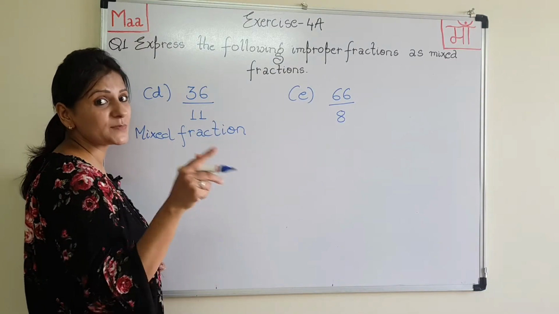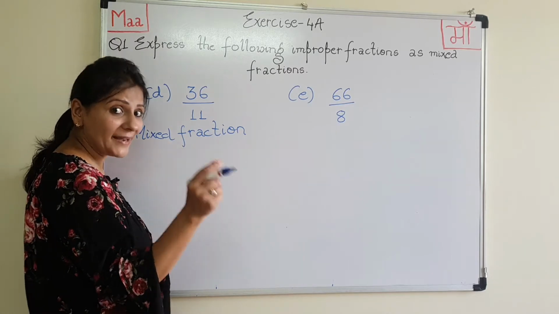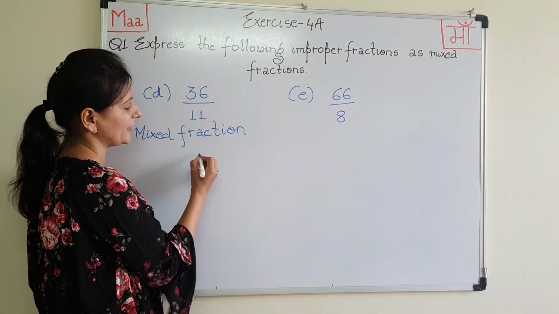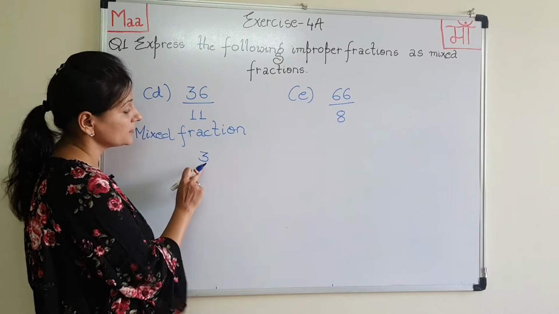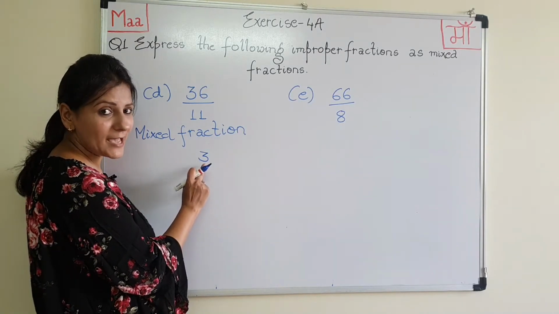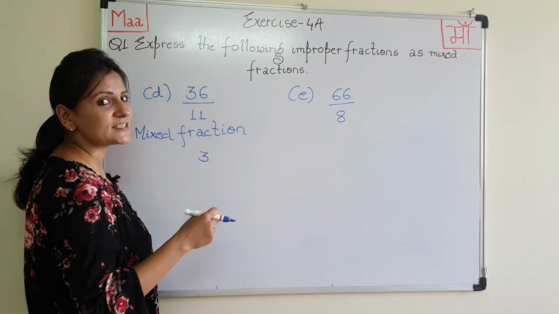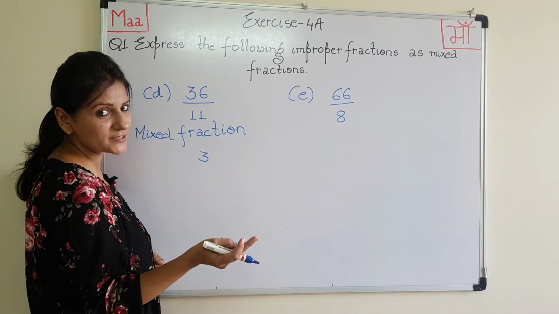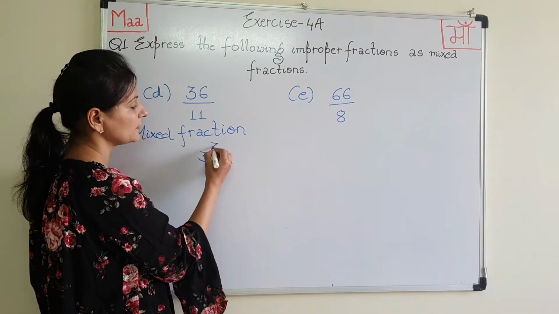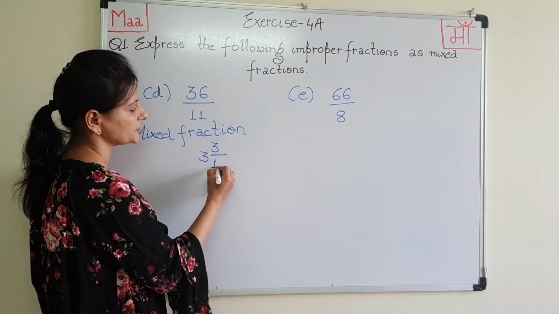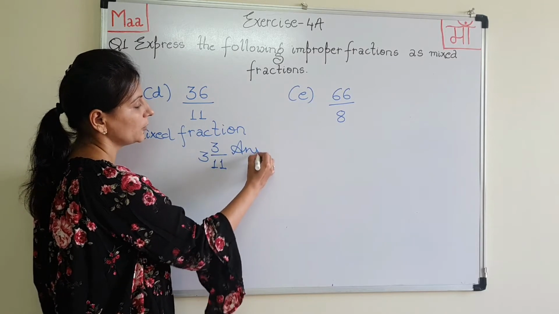So the number of times the number which you search, that number of times will be the whole number. So 11 3s are 33. This 3 will come in the center as a whole number. Now from 36 subtract 33. So 36 minus 33 will give you 3. This 3 will come in the numerator and the denominator will be 11. So this will be your answer.